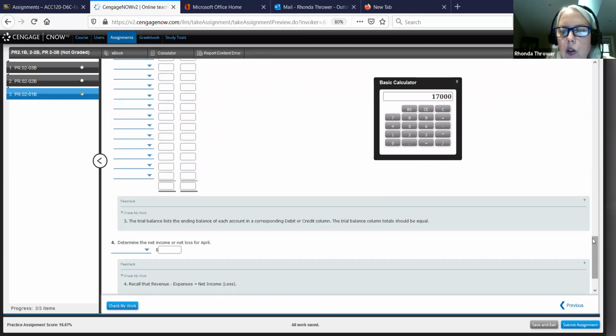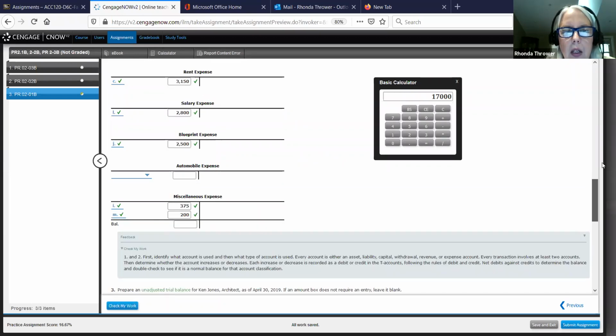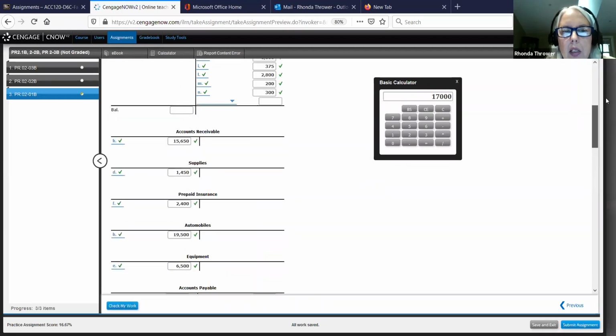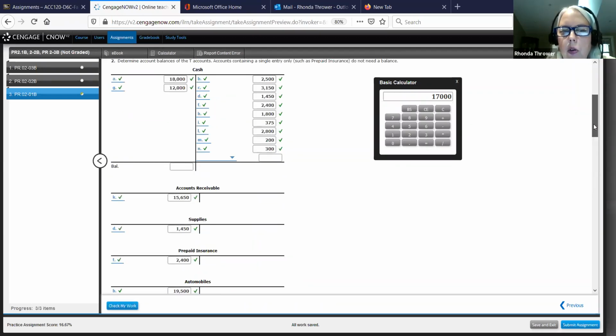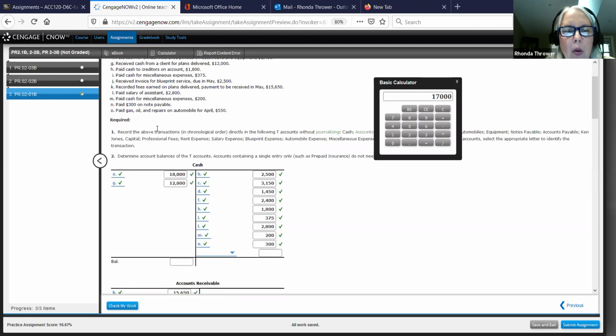And I'm going to check my work. It looks like we're okay there. So we're going to start back with O. For O, we paid gas, oil, and repairs on the automobile for April for $550. This is transaction O. Our cash is decreasing. To decrease an asset, you would credit.